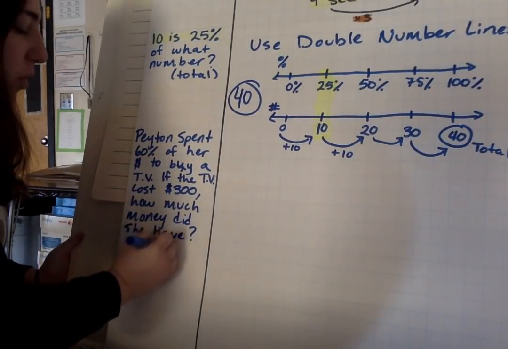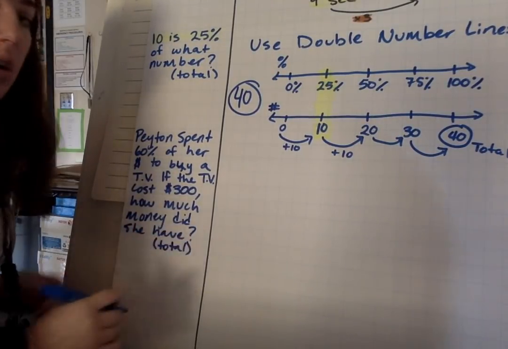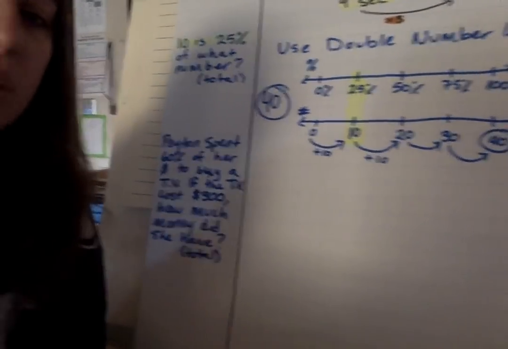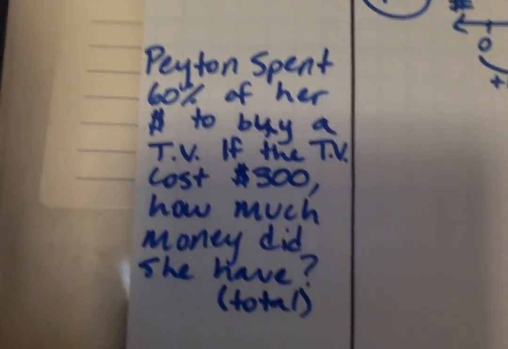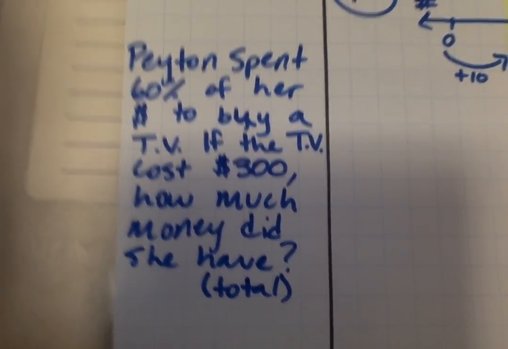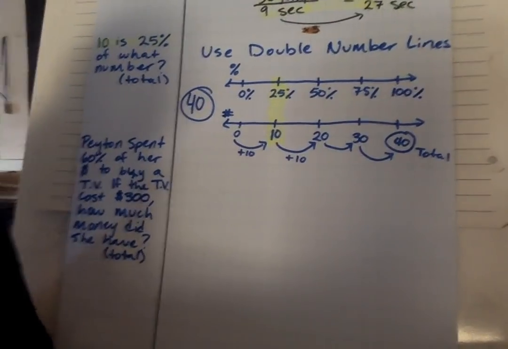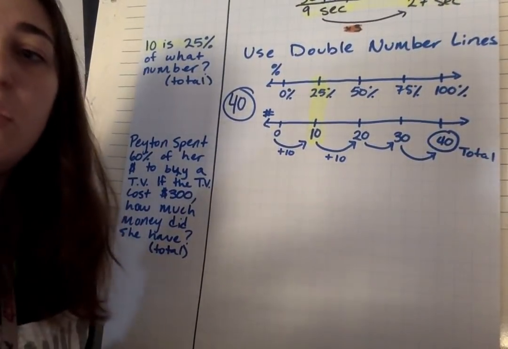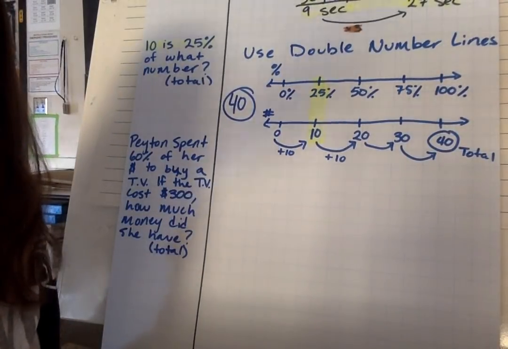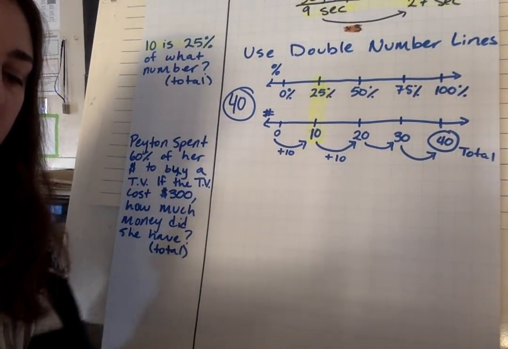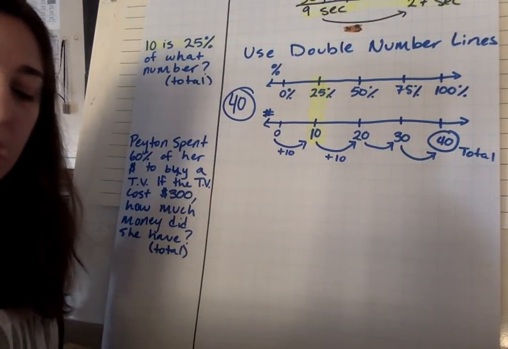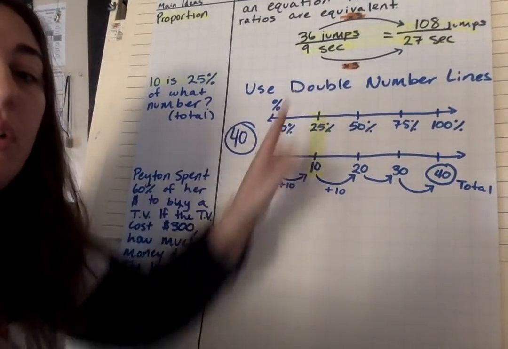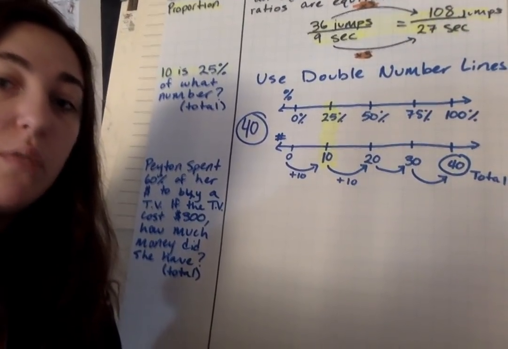Again, we're asking for a total. We want to know how much total money she had. I'm going to just bring this closer so you can see the question a little clearer. Okay. So our strategy for this is going to be using a percent proportion. So just like we did up here in our example, that's really similar to what we're going to do for this strategy.